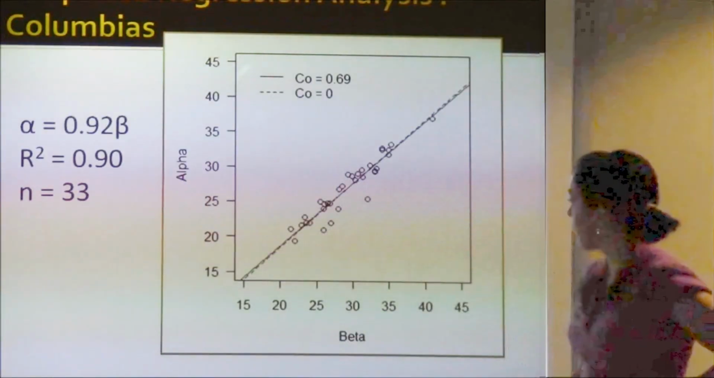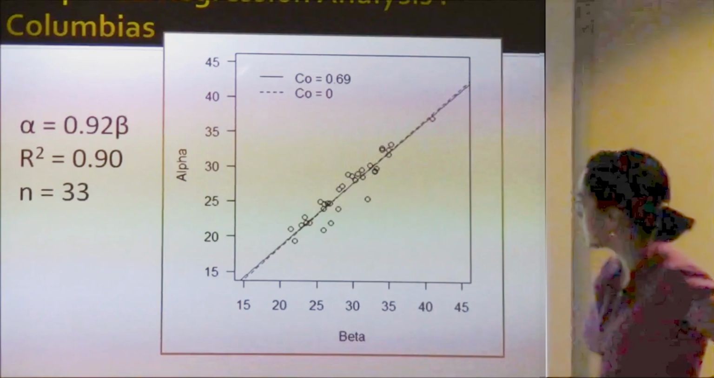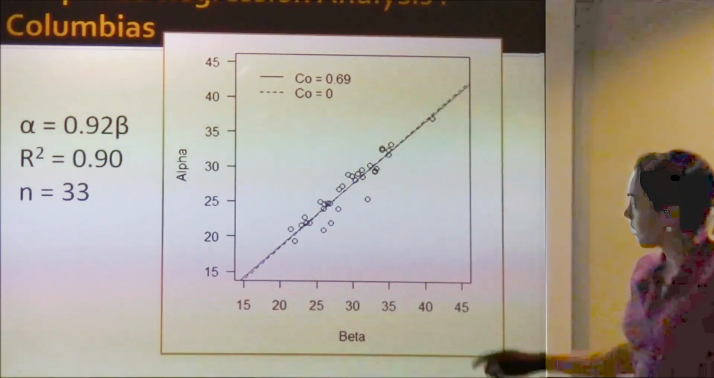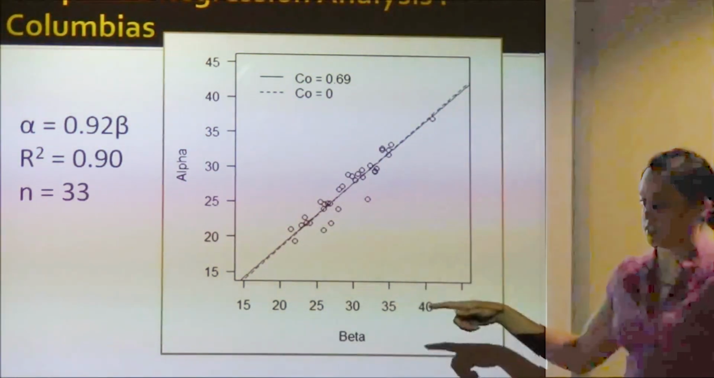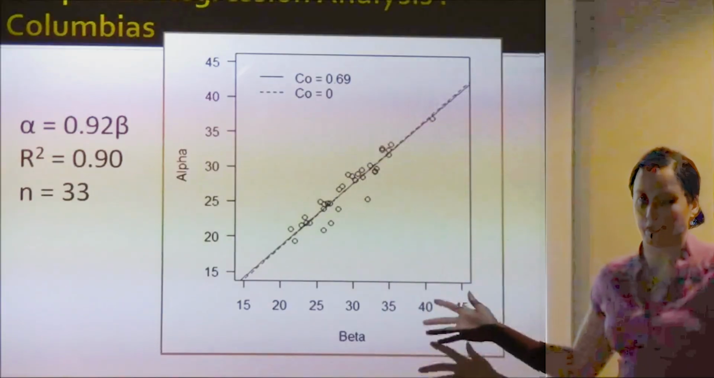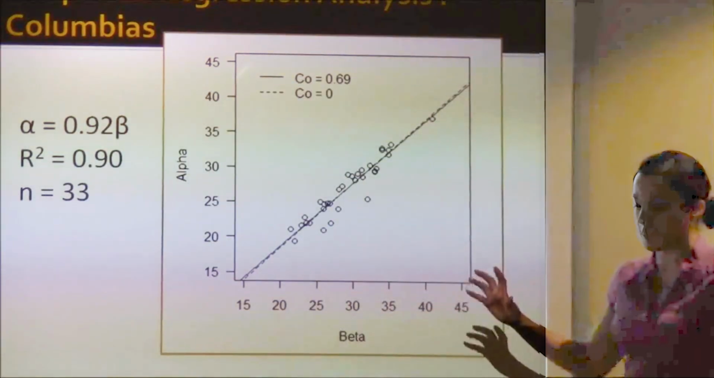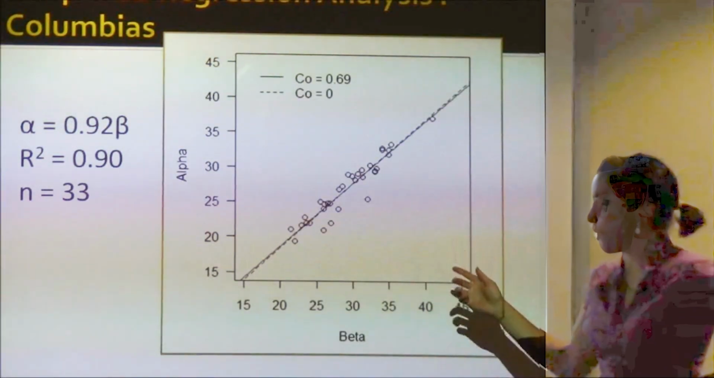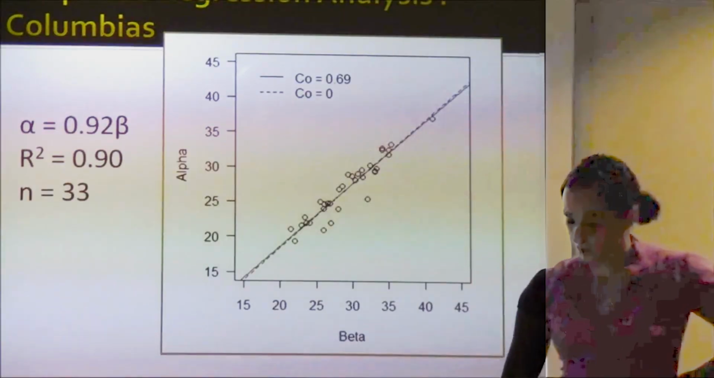And similarly for the Columbias, except the data here looks a lot nicer. We have a higher R-squared here. And what we found in this case is the constant actually becomes insignificant, similar to other work done in those regions, or in some of the other regions. So we end up with an alpha-beta model here as well.